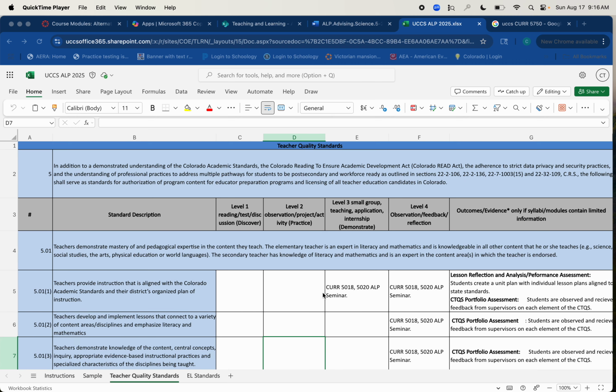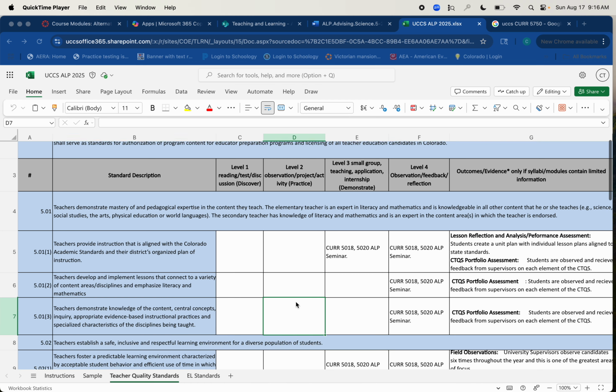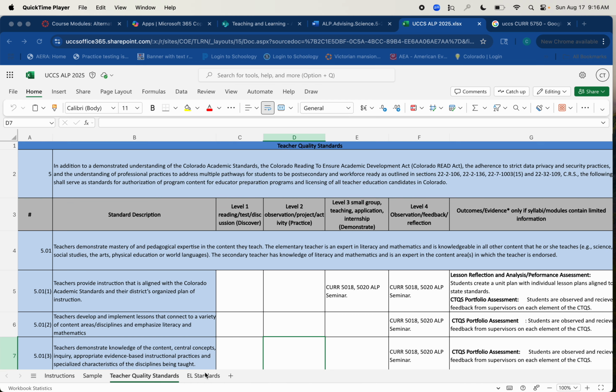What you're looking at here is the matrix from the Colorado Department of Education that we have to complete for our alternative licensure program reauthorization visit coming up this spring. Around March, they're going to be doing their visit. But we have to collect materials and submit and upload this stuff by October 1st.